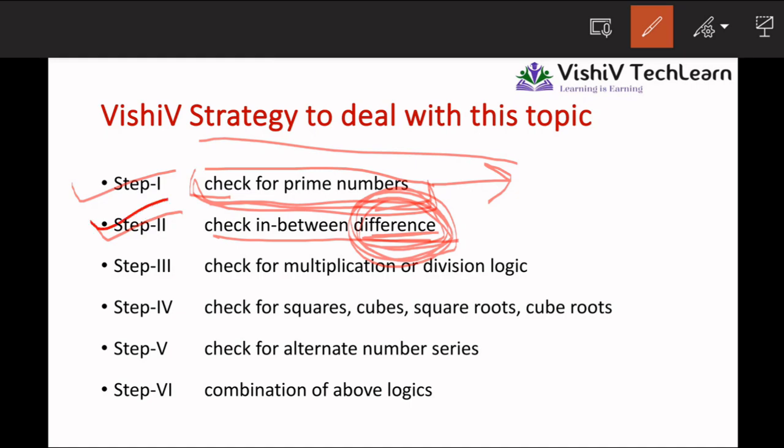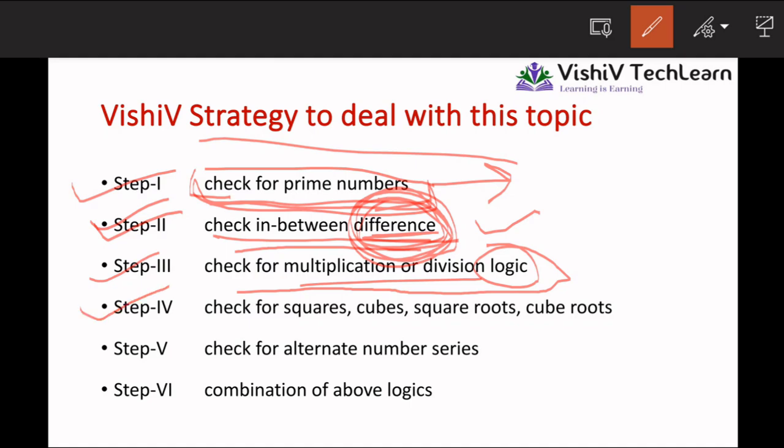So this is a very important part of the strategy. The second step is to check the difference between the series numbers. If that is also not working, you may go to the next step, which is checking for multiplication or division logic. If you are not able to get the answer by this also, then go for step 4, that is, check for squares, cubes, or square roots and cube roots. That also could be the logic.